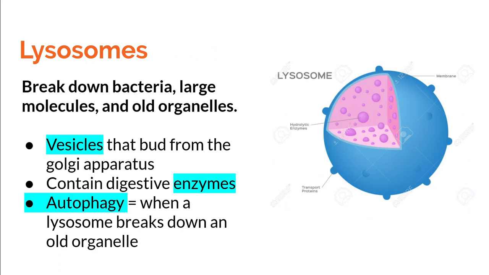Inside the lysosome, it has digestive enzymes. So remember, enzymes are molecules that help chemical reactions to take place at a faster rate. So it helps to speed up digestion of things that the cell needs to get rid of. Also, another word to note is autophagy. That's when a lysosome breaks down an old organelle that doesn't need to be used anymore. So the lysosomes are kind of like our cleanup crew.